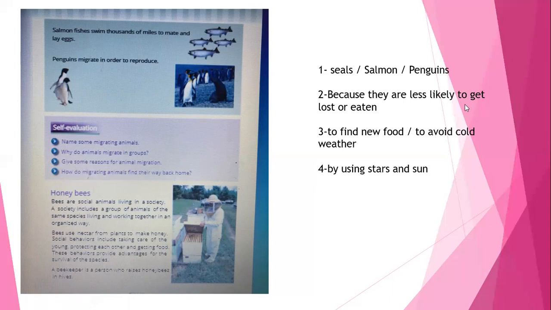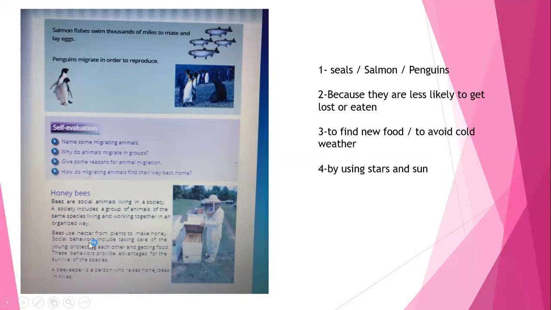Here, teacher, we have information about bees. Bees are social animals, they live in a society, they live in a group. A society includes a group of animals of the same species living and working together in an organized way. So bees work together, they live in a group. They are very organized animals. They live together and work together.